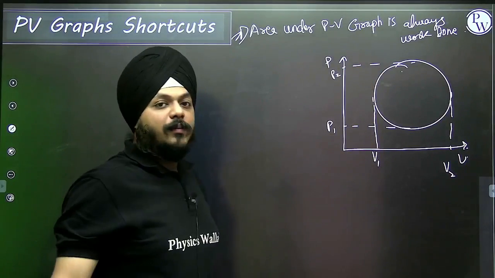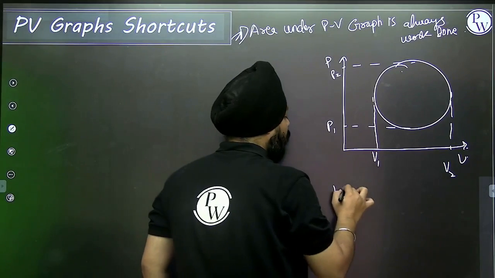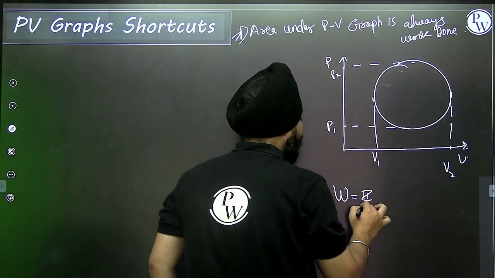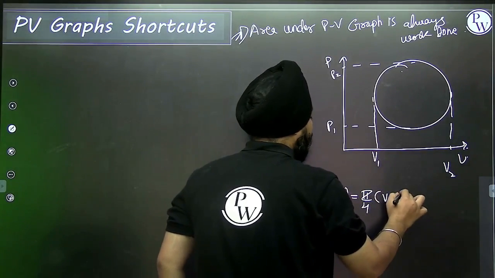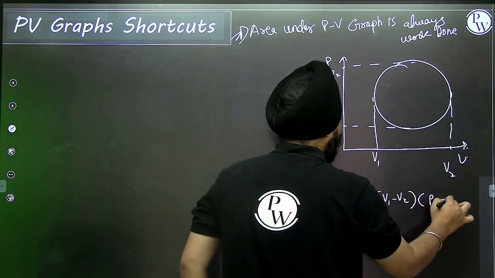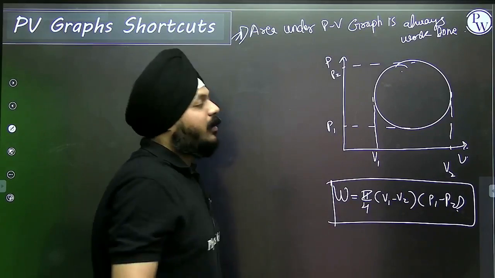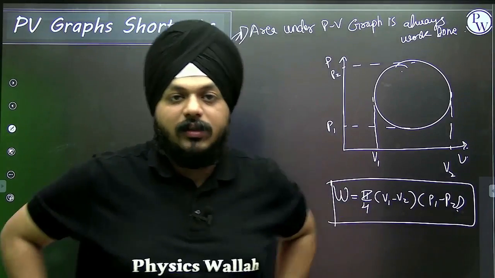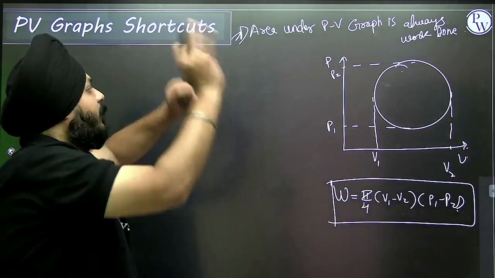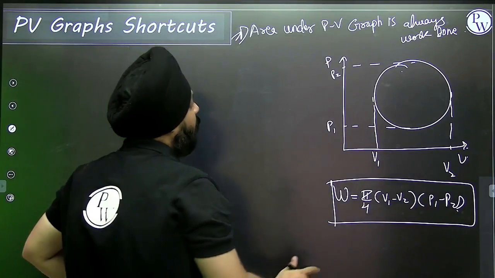If this kind of system is there, then here we have the direct formula of the work done, that is equal to pi by 4, (V1 minus V2) whole divided by (RA) into (P1 minus P2). This is a direct formula of the work done. Now further it depends on expansion or compression. So this is a direct formula of the work done.